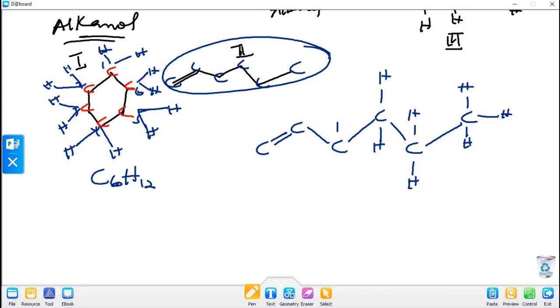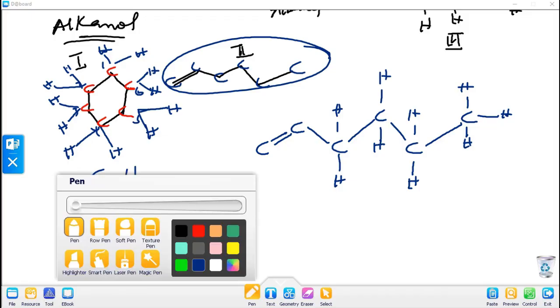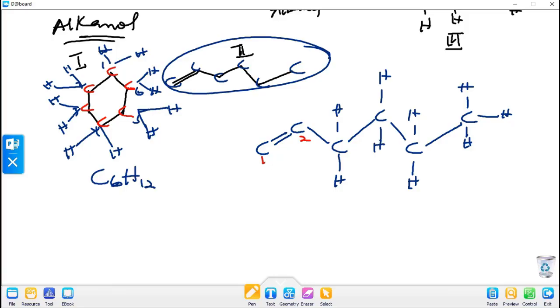The next has 2. The next also is going to have 2. And let's look at the 2 carbon atoms at the left-hand side. If I am to number them this way, let's number them beginning from 1, 2, 3, 4, 5, and 6. Let's just number them that way for easy identification.